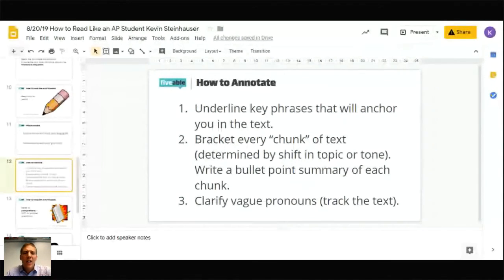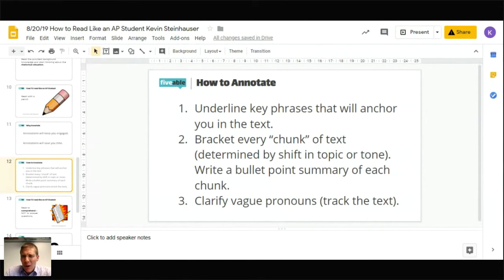And then lastly, clarify vague pronouns. So if there's an it, circle it, figure out what it is referring to. If there's a he that's not obvious, circle he, draw a line back to who he is referring to, etc. Again, that takes 2 seconds. The hard part is figuring out who or what it refers back to, but that's comprehension of a text. So we have to comprehend the text.